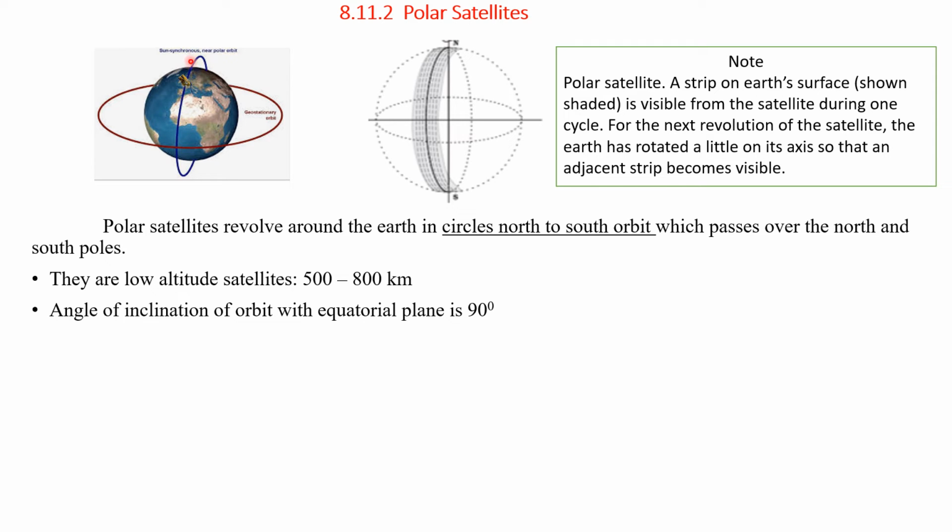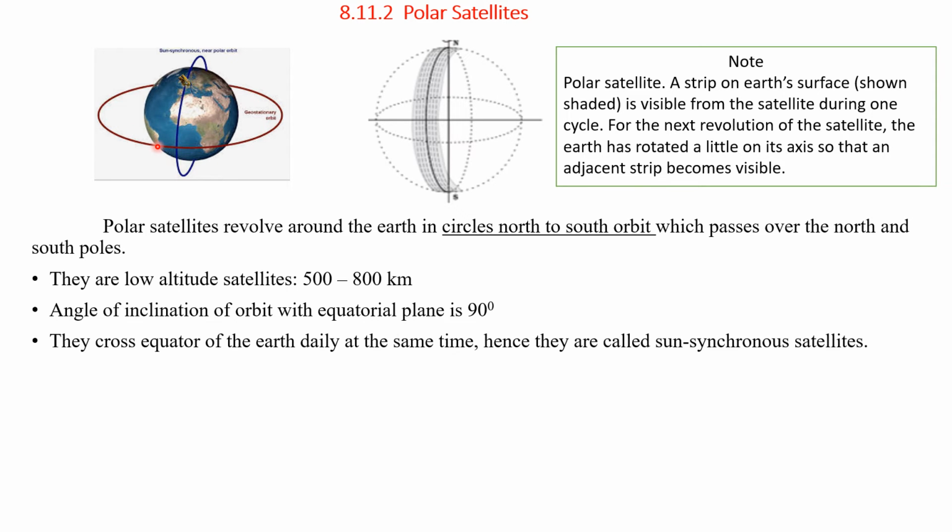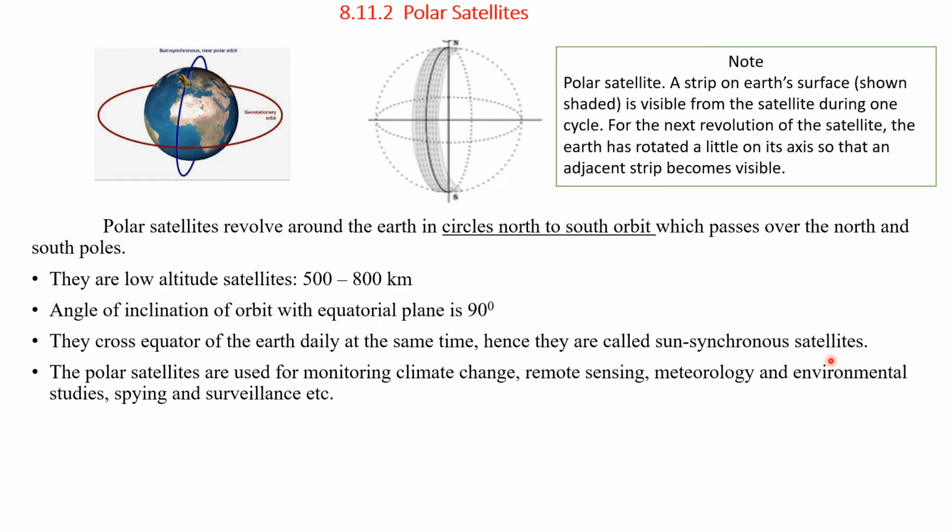You see here the blue colored orbit is at an angle of 90 degrees from the equatorial orbit. They cross the equator of the Earth daily at the same time. Hence, they are called sun synchronous satellites. The polar satellites are used for monitoring climate change, remote sensing, meteorology and environmental studies, spying and surveillance, etc.